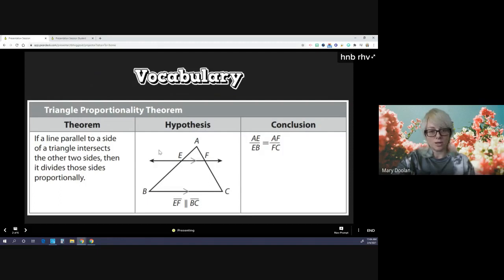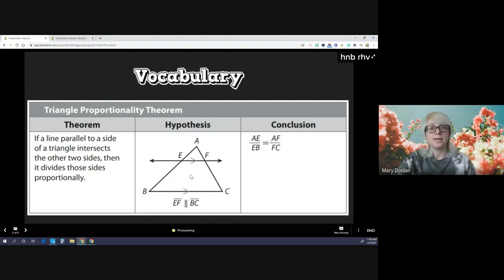You can see we have a triangle. Triangles have three sides, of course. There's one side of the triangle that has an arrow right in the middle of it, and then there is a line intersecting the triangle through the other two sides that also has an arrow. This means that these two lines are parallel. So segment EF, from E to F, is parallel to, that's what these two arrows mean, segment BC, or side BC, okay?